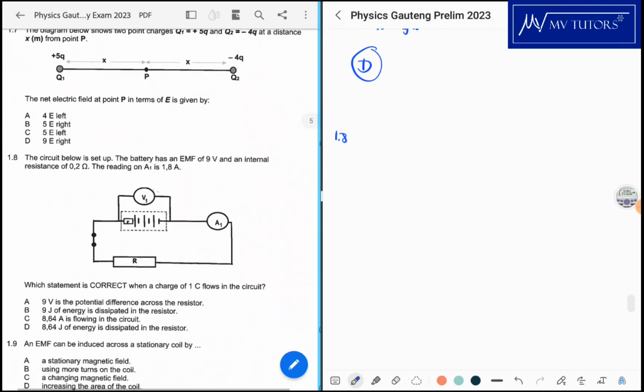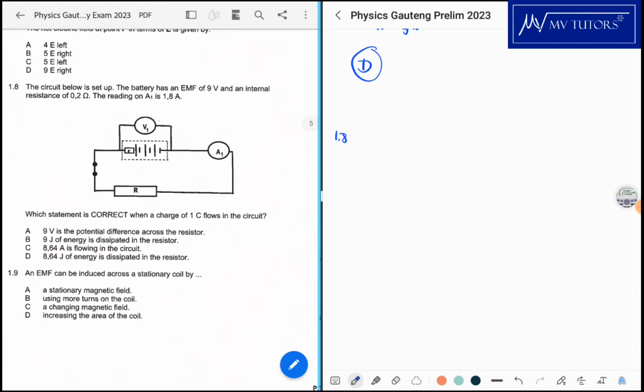1.8. The circuit below is set up. The battery has an EMF of 9, an internal resistance of 0.2 ohm, and the reading on A1 is 1.8 amperes. Which statement is correct when a charge of 1 coulomb flows in the circuit?